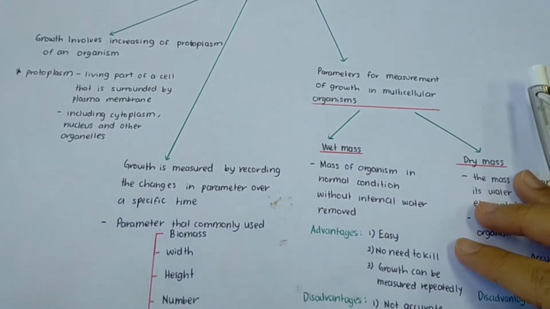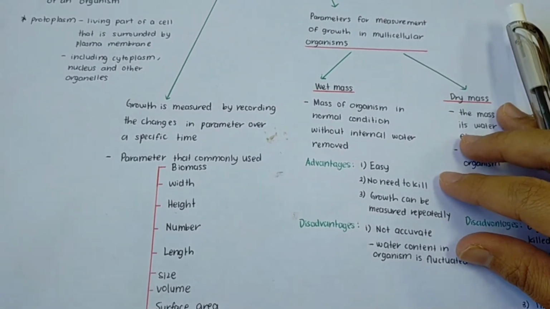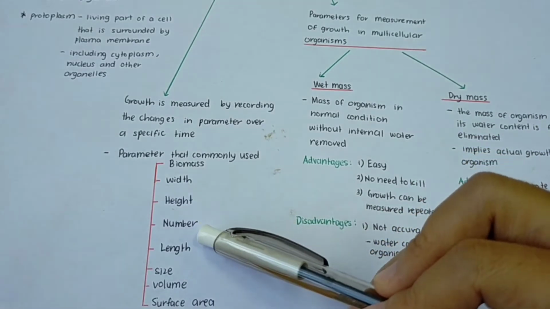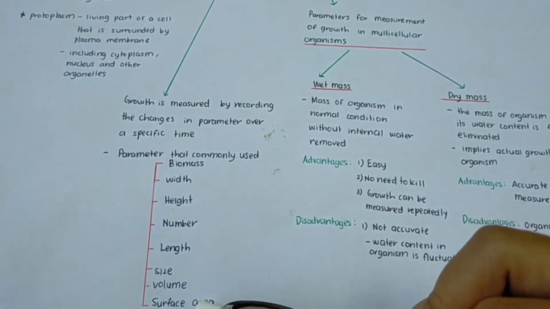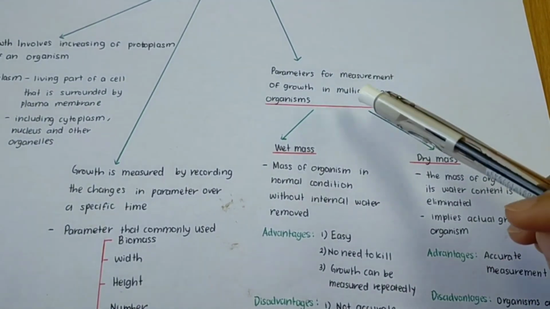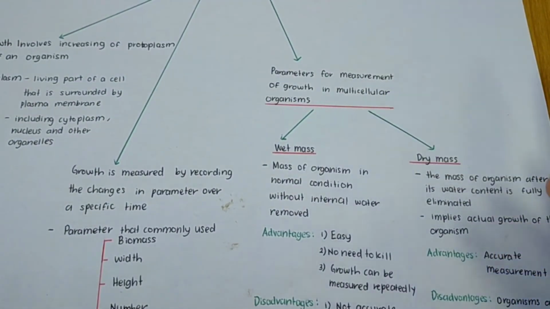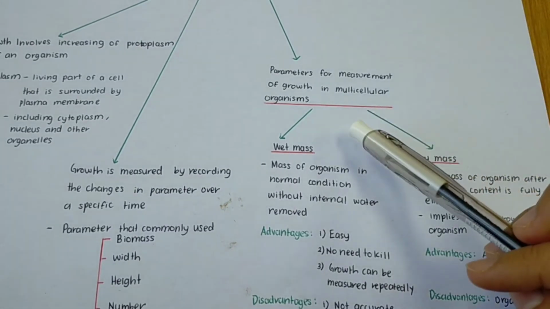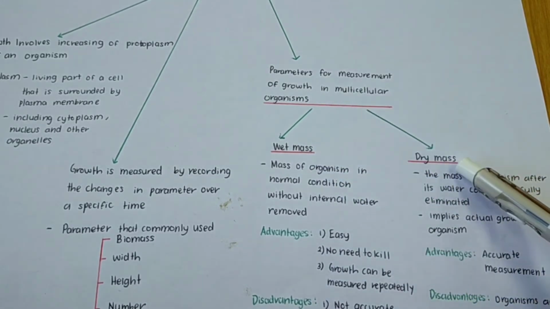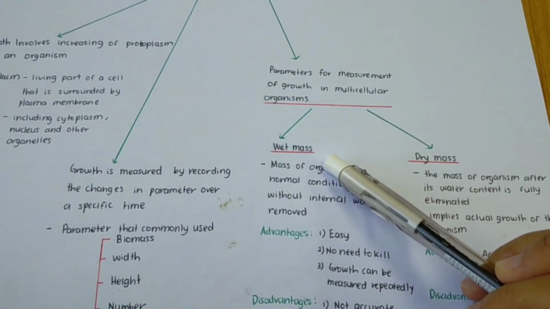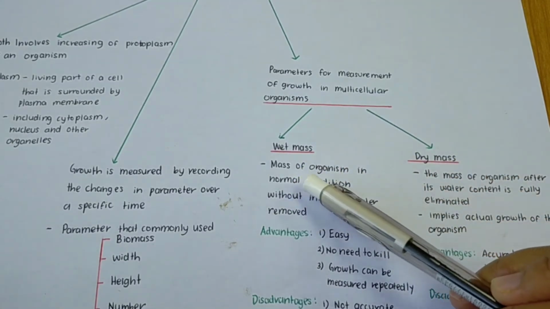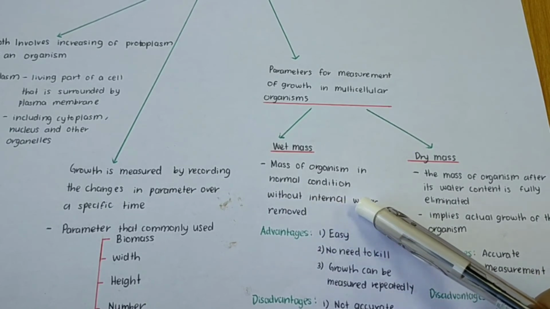So the parameters that are commonly used to measure the growth are biomass, width, height, number, length, size, volume and also the surface area. Okay. Next, parameter for measurement of growth in multicellular organism. So how is the parameter measured? Either we measure by using the wet mass, or dry mass. So what is the difference between wet mass and also dry mass? So wet mass is the mass of organism in normal condition without internal water removed.